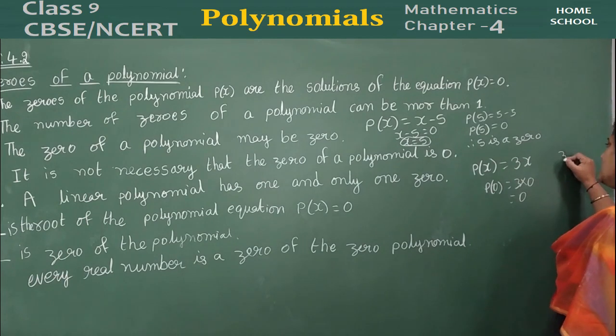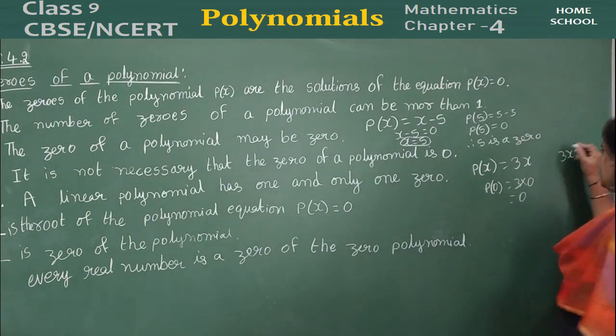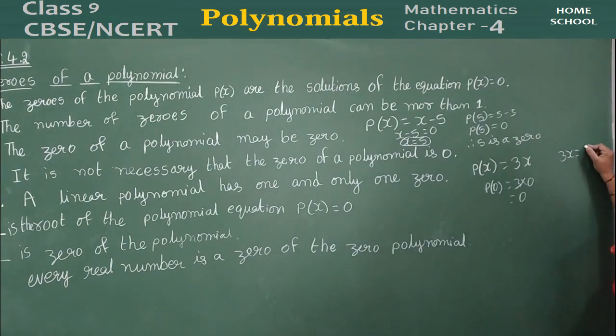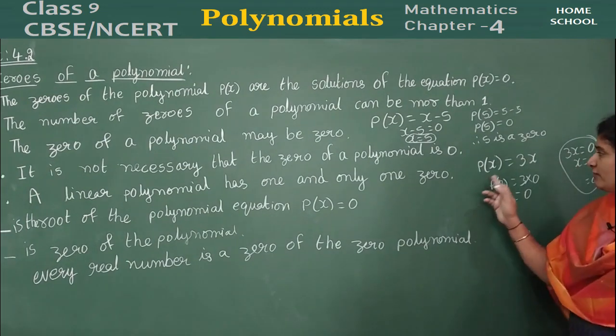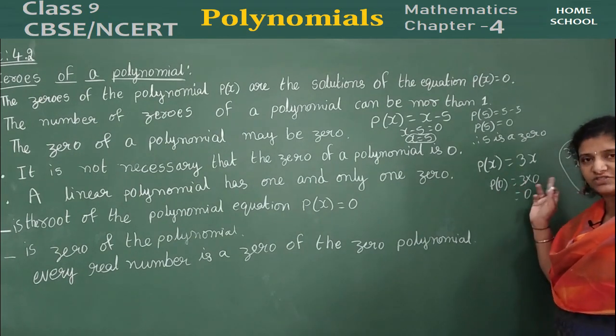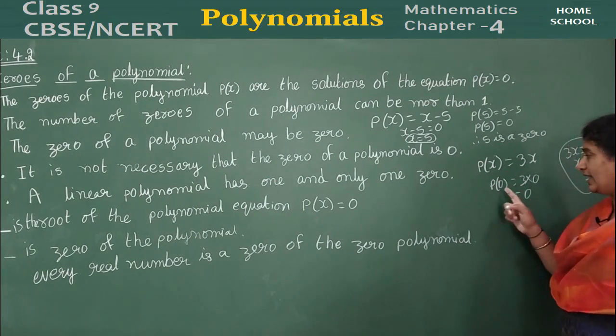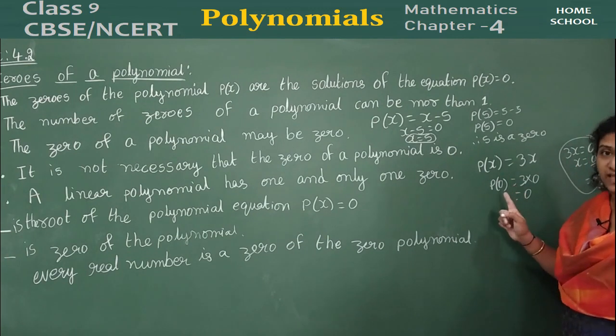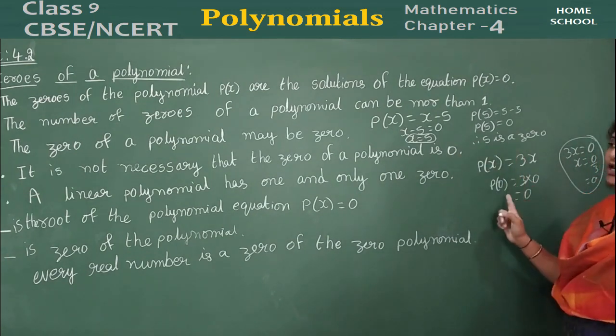Or if I equate to 0, look here carefully, 3x is equal to 0. X is equal to 0 by 3, that will be 0. So in this way, x equals 0. P of x is equal to 3x, if I substitute 0, you will get 0 as the answer. Here I am saying 0 is a polynomial.